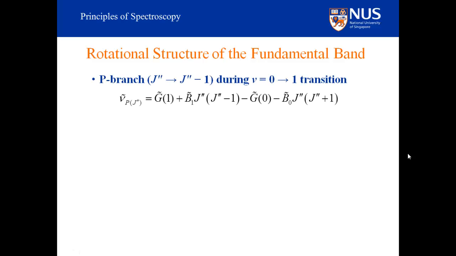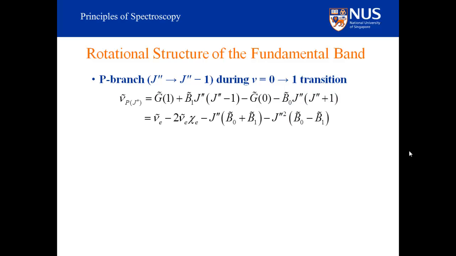To see how this will affect things, we can again write down the spectral line frequency for a transition in the P branch. This expression is almost exactly the same as the previous expression in part 6, except that rather than just writing down B, I've written down B1 for the rotational energy in the upper state, and notice that the energy in the upper state is expressed in terms of J double prime as B1 times J double prime into J double prime minus 1. And the amount of rotational energy in the lower state is B0 times J double prime into J double prime plus 1.